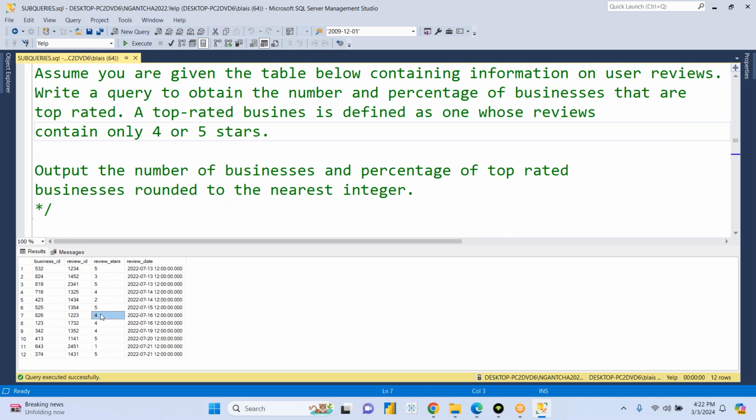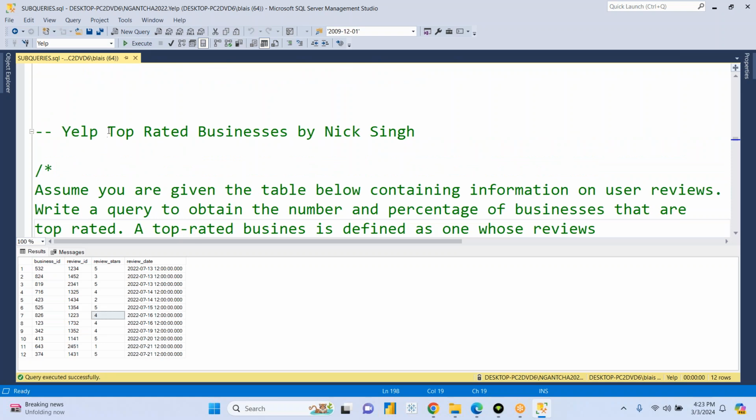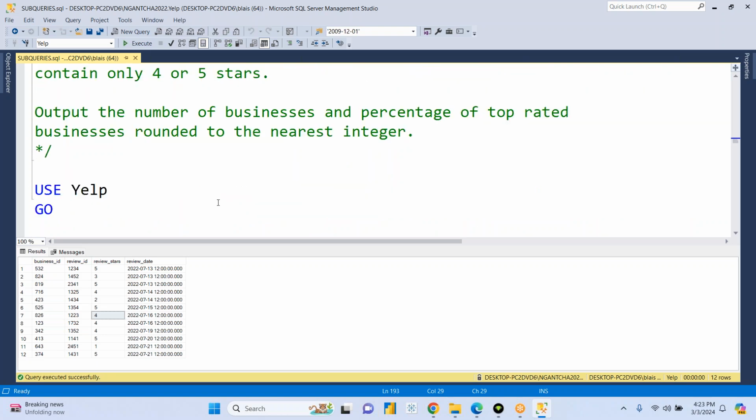or a 4-star rating. So we have to first of all stop right there and make sure we impose a condition which will dismiss all those reviews that are not up to 4 or 5 stars, because the focus is on top rated businesses. The business is top rated if it has a 4 or a 5-star review. This question is focused on top rated businesses. That's the title of the business objective.